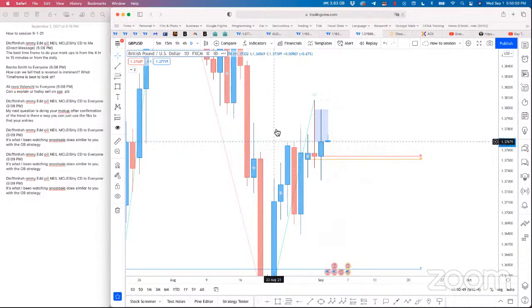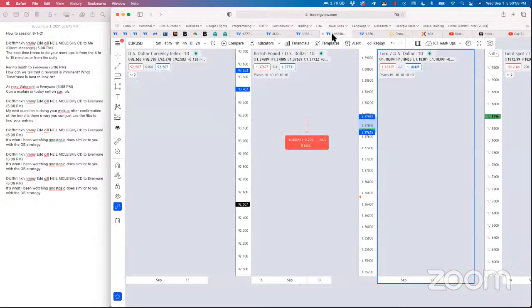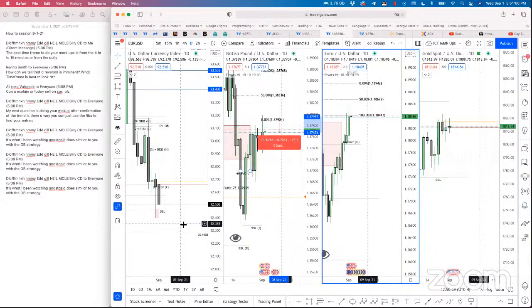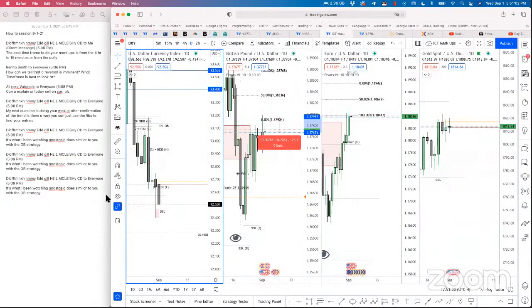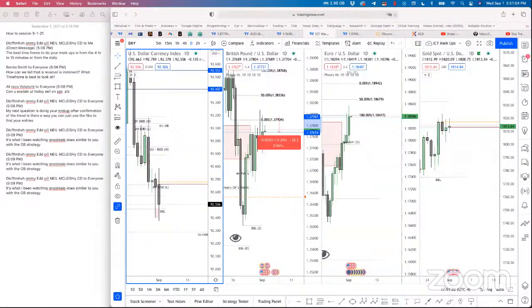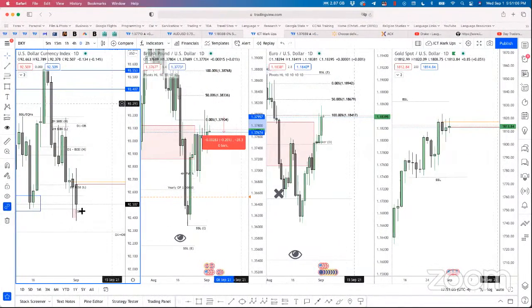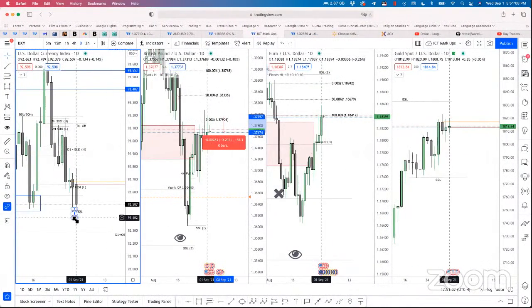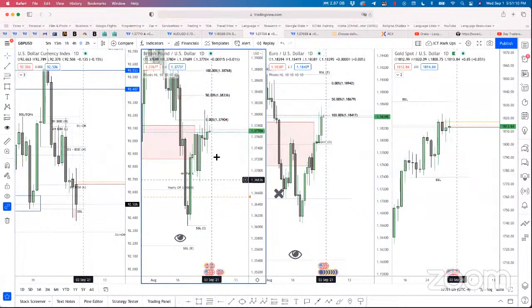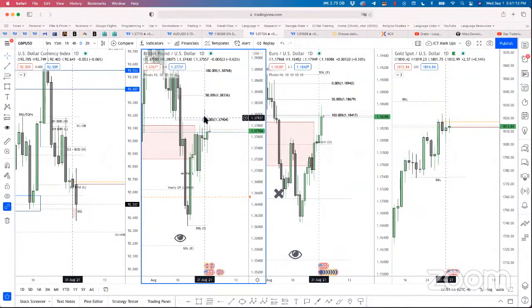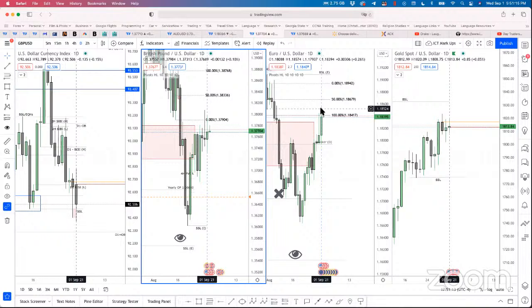And then also, I look for pairs that correlate and inverse correlate, like dollar, gold, GU, dollar, EU, dollar, all those inverse correlate, right? So at the same time, this is making a low, this is making a high. This is making a high. This is making a high, right?